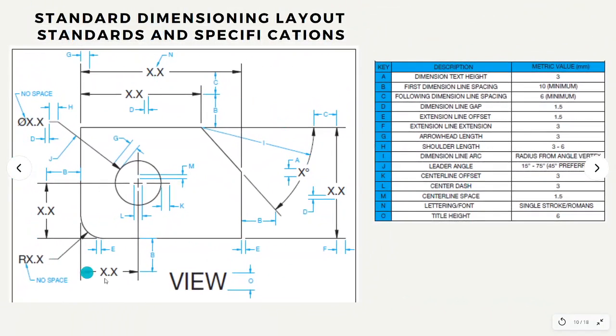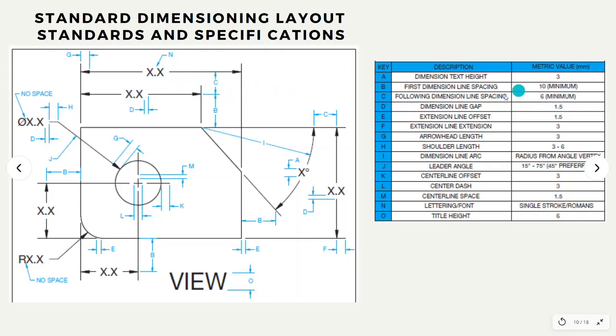So these are the standard dimensioning values. Dimension text is 3 mm, and the first dimension line spacing is 10 mm minimum and succeeding ones 6 mm minimum. From the first object, the extension line starts and the spacing to the first dimension line is 10. Succeeding spacing is just 6, so they are closer, but still legible and easy to see.